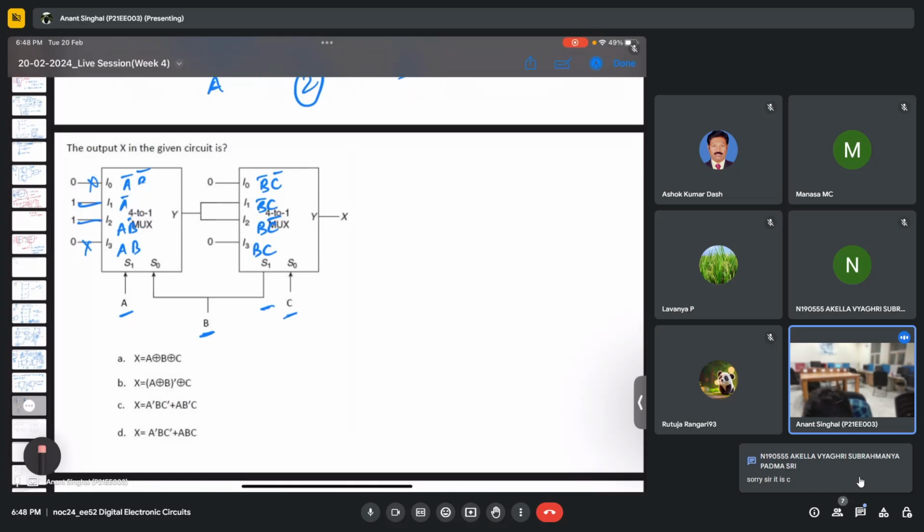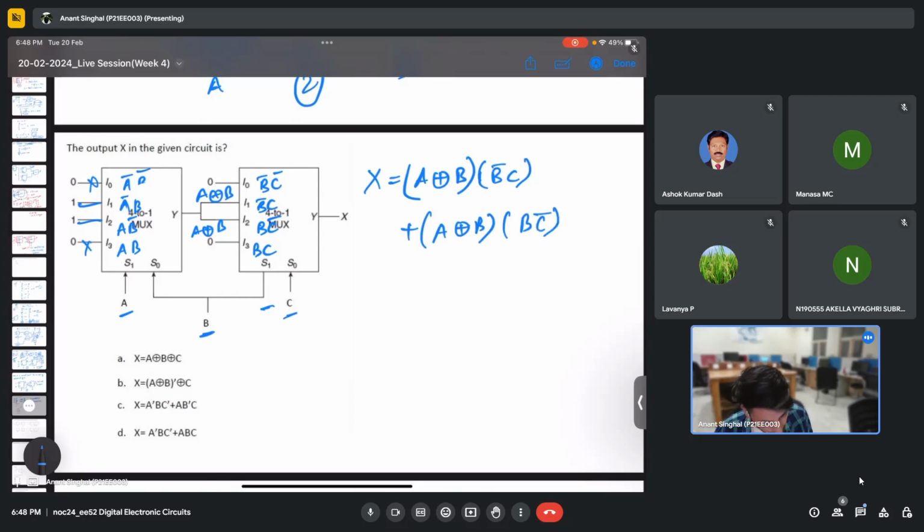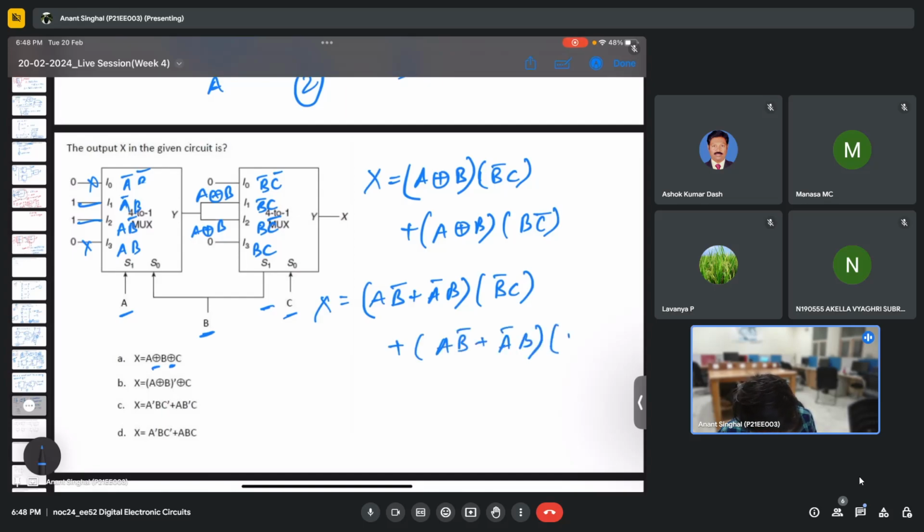So this is basically XOR, so I'm directly writing this as A XOR B and A XOR B. So final X will be A XOR B times B complement C plus A XOR B times B C complement. So for sure it is not A, because all of them are XOR. Let's try to calculate it. So A B complement plus A complement B is getting multiplied by B complement C, and similarly again B C complement.